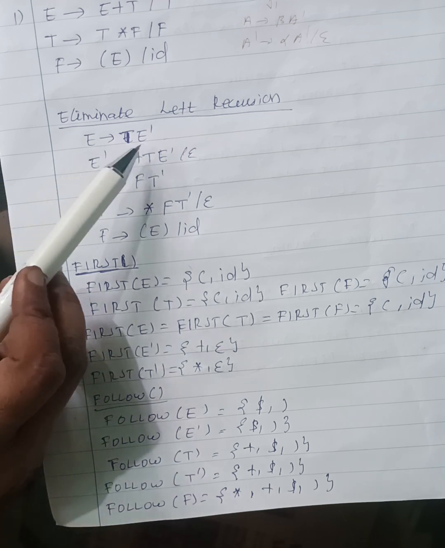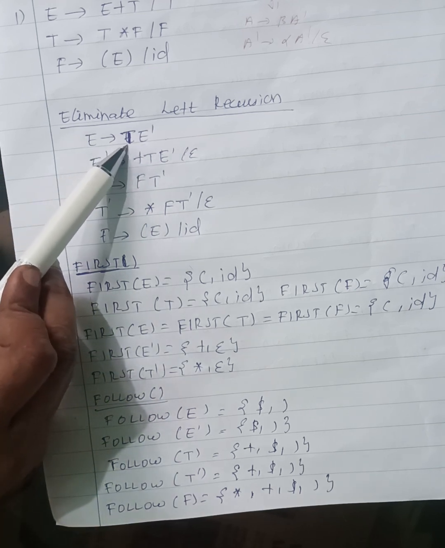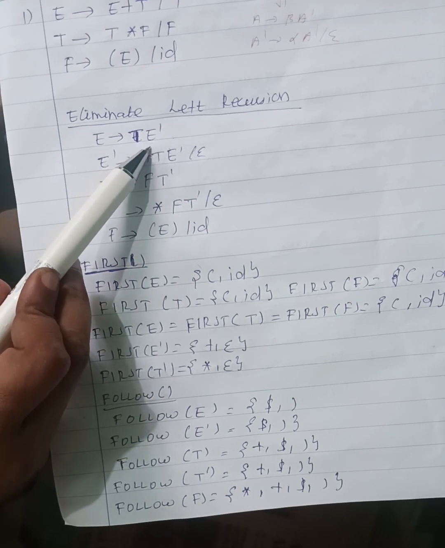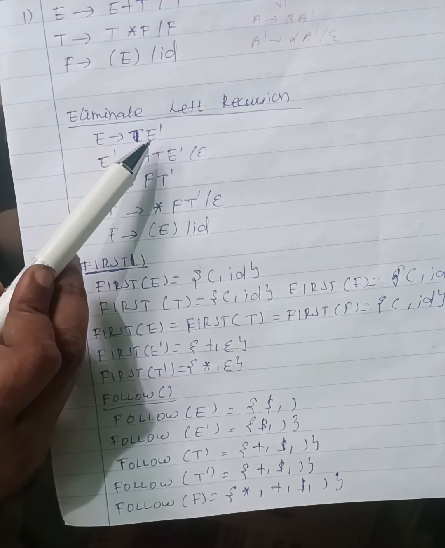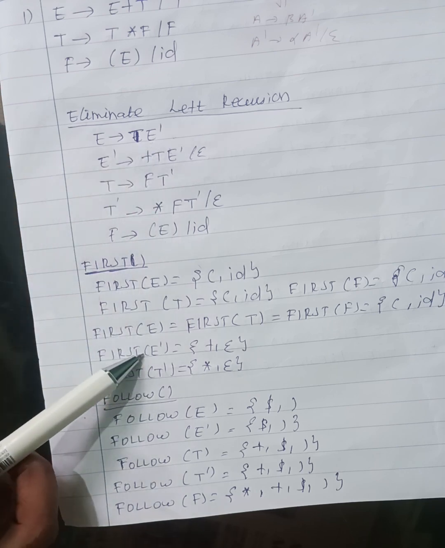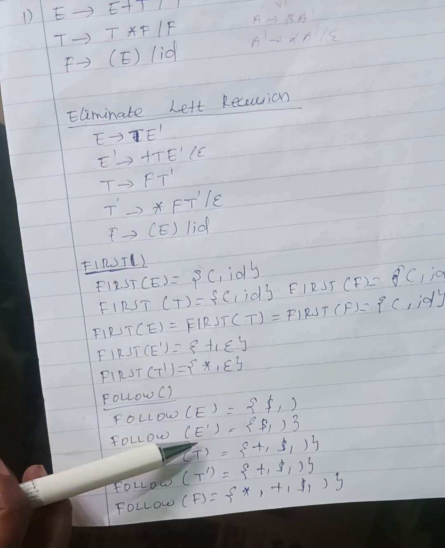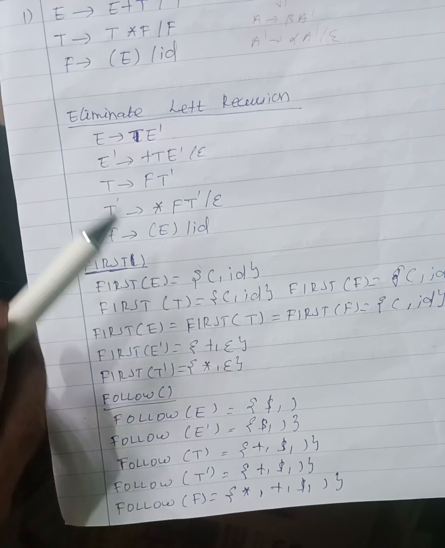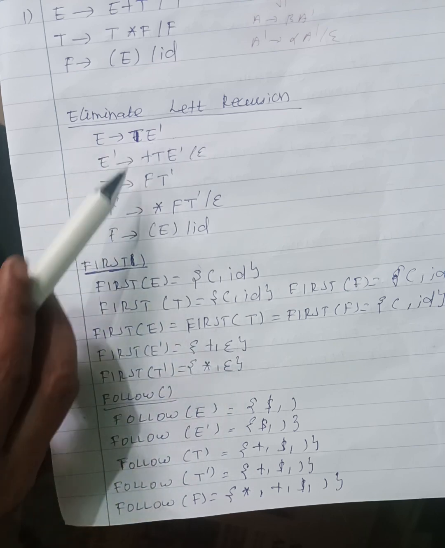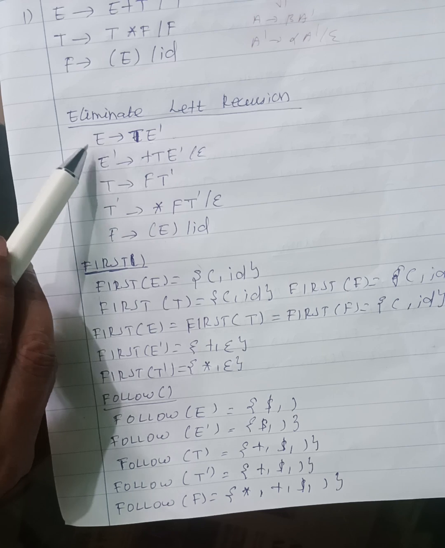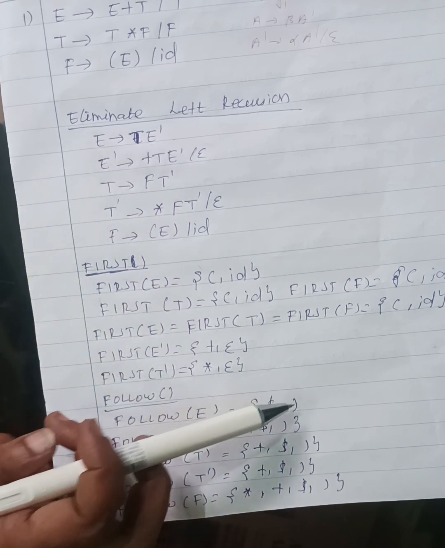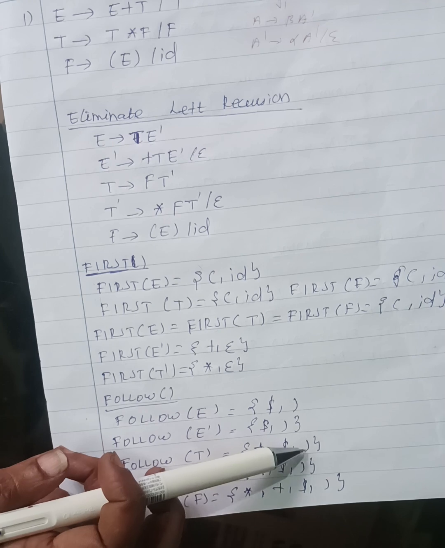So follow of T. First T, where we have A → αBβ and β is E'. So now we have to include first of E'. What is first of E'? Plus and epsilon. So write only plus and don't write epsilon. Instead of this, we have to include follow of A. What is follow of A here? Follow of E. So include follow of E. What is follow of E? Dollar comma close parenthesis.